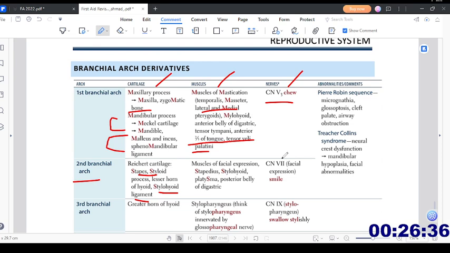Now, associated abnormalities with the first and second pharyngeal arch include Pierre Robin sequence. There will be micrognathia, glossoptosis, cleft palate, and airway obstruction.